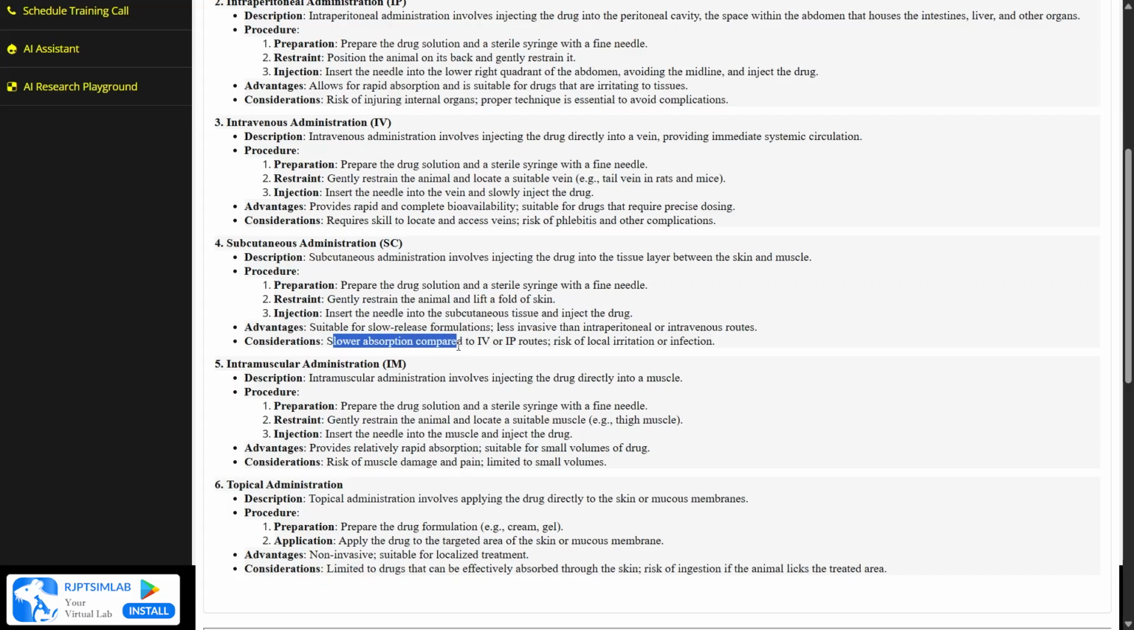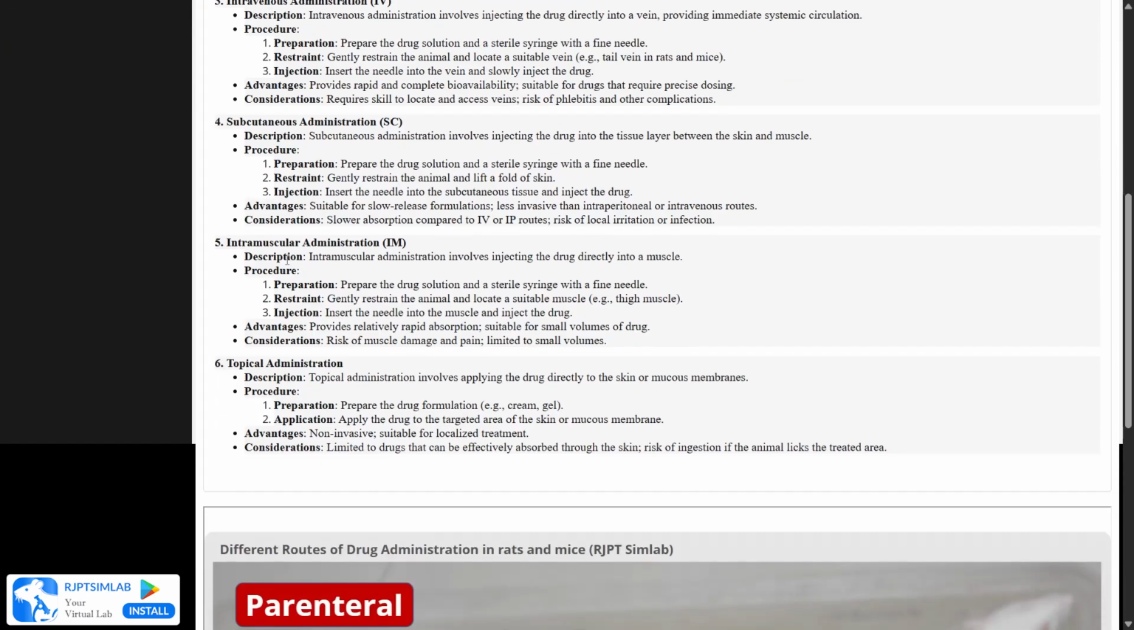Consideration: slower absorption compared to IV and IP routes, risk of local irritation or infection. Now let's move on to the next route, which is the intramuscular route. The description says that the intramuscular administration involves injecting the drug directly into the muscle. We have to insert the drug directly between the muscles.